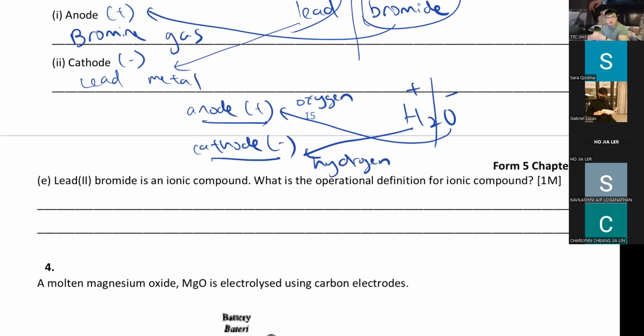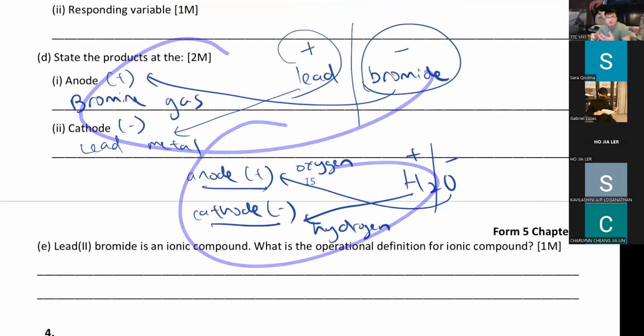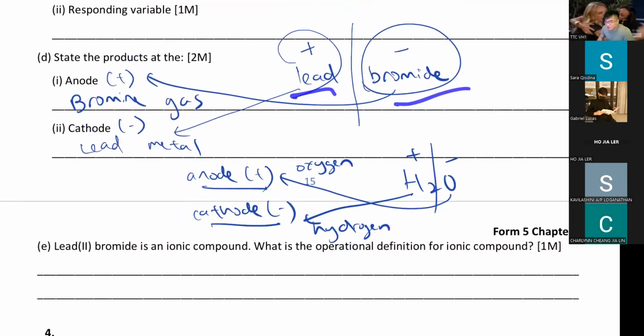At the negative electrode, the cathode, you will see hydrogen gas coming out. Remember, this is what you learned in Form 2. Now it's just a more advanced version. You use lead bromide, let's say, instead of water. It's the same concept. Guys on the left, girls on the right, you split them apart using positive, negative.